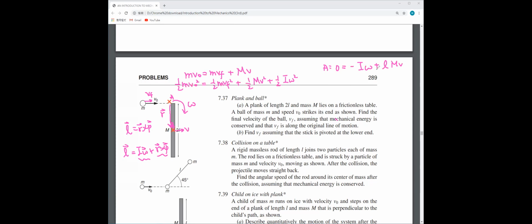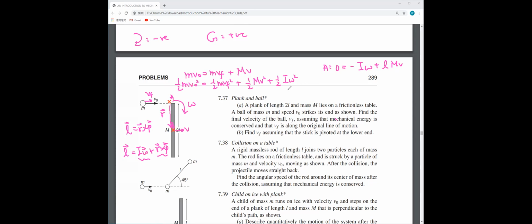Can you explain why it's negative? Because it's clockwise. Clockwise should be taken as negative, and anti-clockwise as positive. You can take the angular momentum at other points, but obviously if you take it at point A, it's much easier for you to do it.